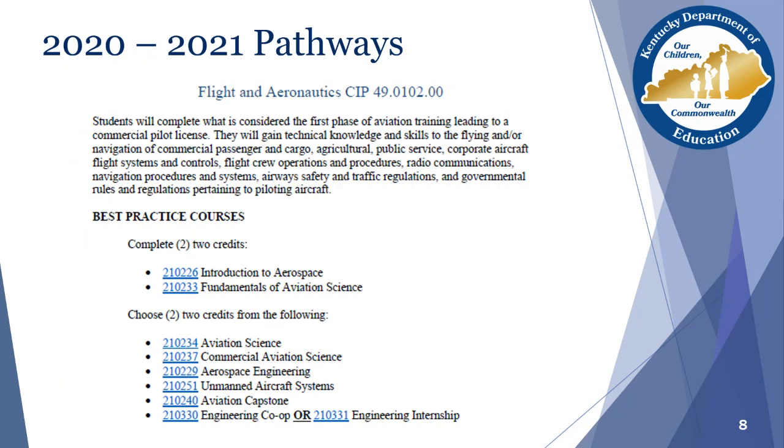Still starts out with complete 2 credits, the Intro to Aerospace course, the Fundamentals of Aviation Science, and then choose 2 of the following. So you have Aviation Science, continuing to build those fundamental skills, Commercial Aviation Science. You could offer aerospace engineering, a drones course that we've called unmanned aircraft systems. That course can potentially be dual credit with EKU. I'll talk about that a little bit later. You also have a capstone option, and then co-op and internships are also on that list.